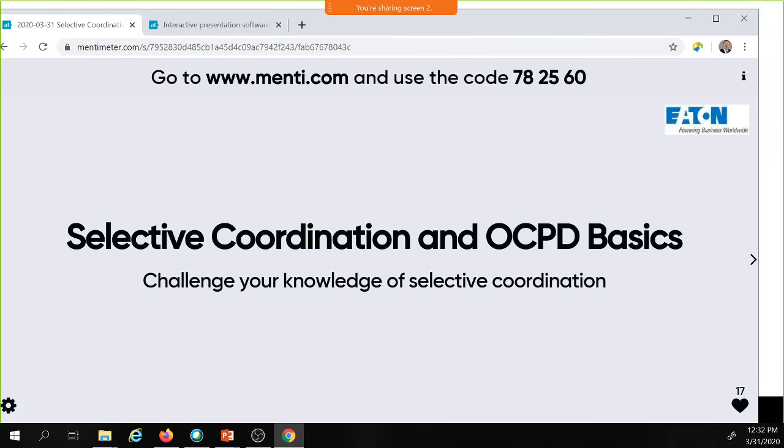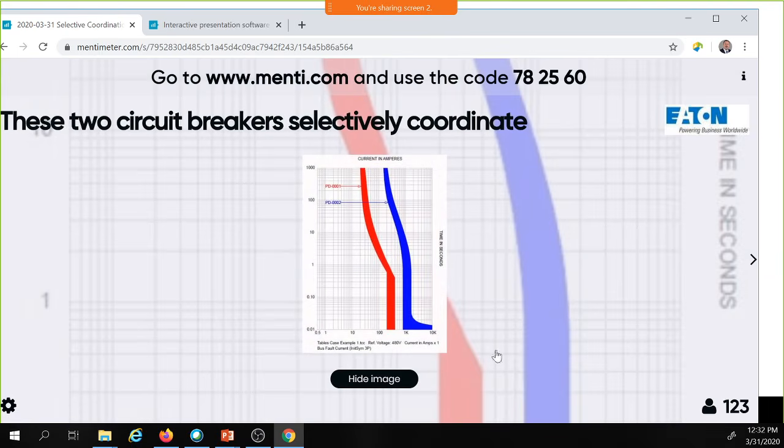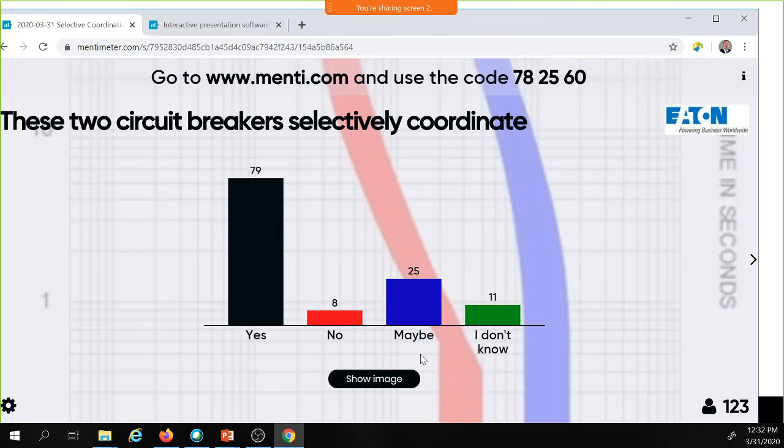Let's take a look at what we had from an answer perspective. We had 123 people responding. 79 say yes, 8 say no, 25 say maybe, and 11 say they don't know. Okay, the 25 that say maybe, you should be standing up right now behind your desk, giving it the high five, jumping around, because you got that one right. And let's take a look at why.